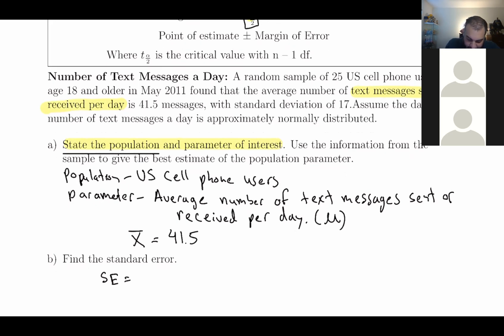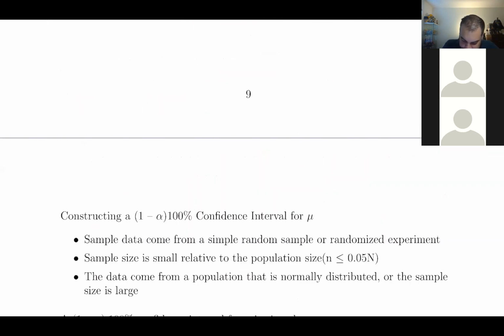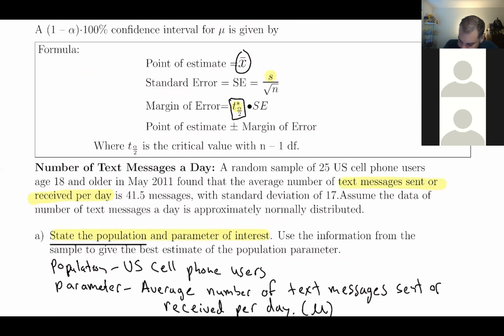So standard error is going to be equal to s divided by square root of n. So if you look at our problem, they give us a standard deviation, which is right over here. But if you read the problem, they got this standard deviation from the 25 people. So since they got the standard deviation from the 25 people, that means this standard deviation is a sample standard deviation.